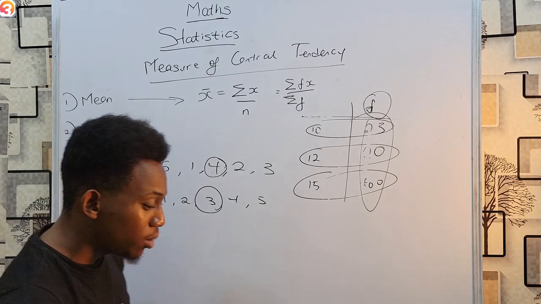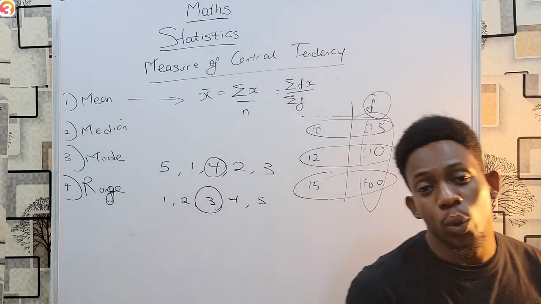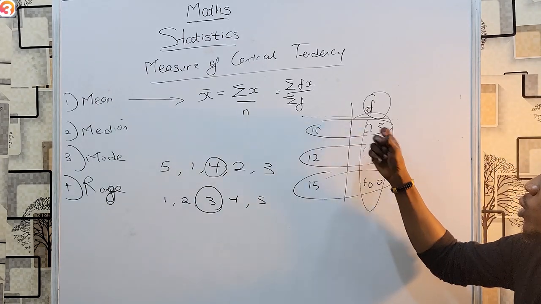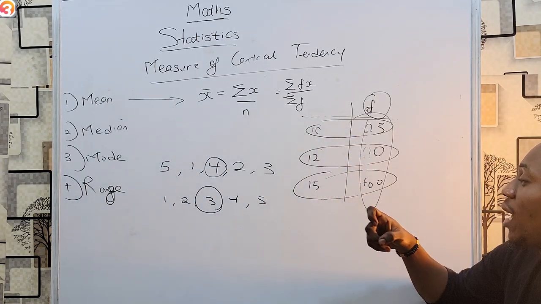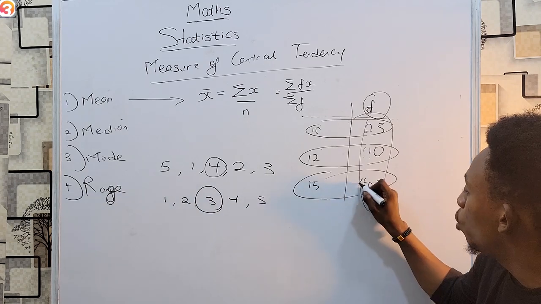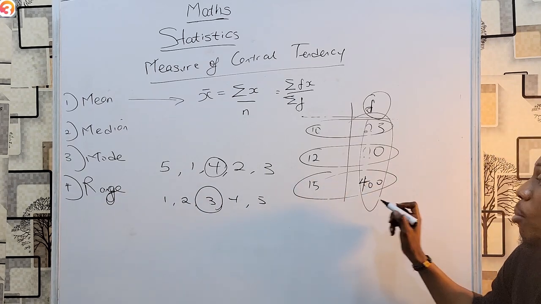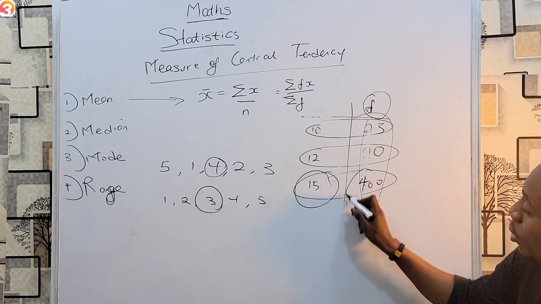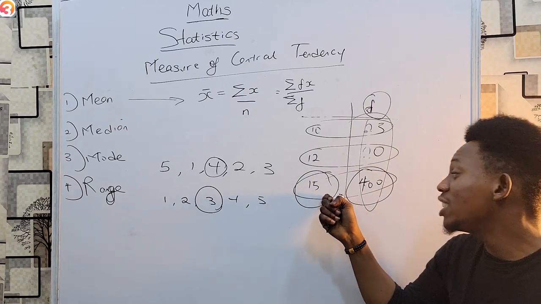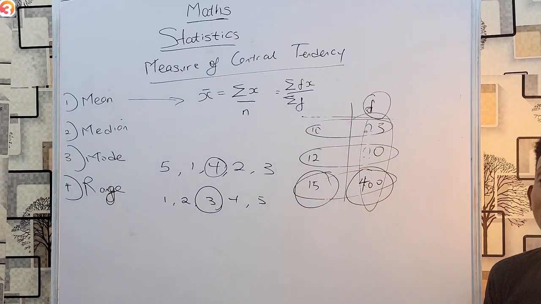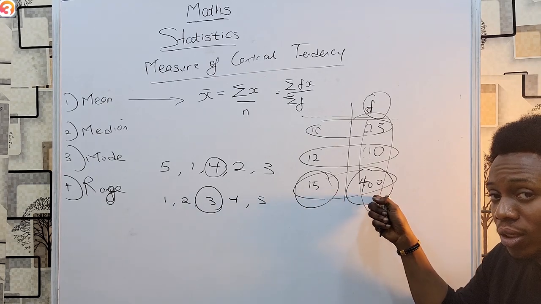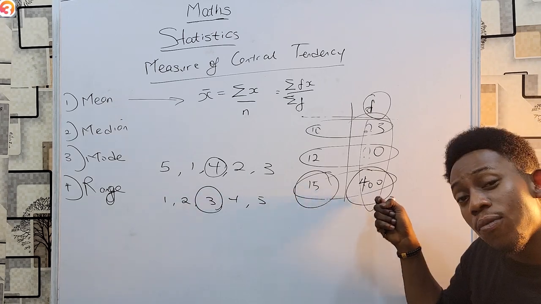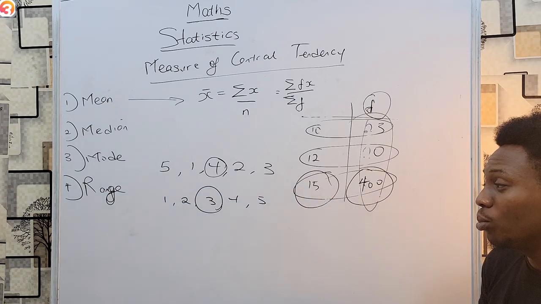Then for mode, mode simply tells you the one with the highest frequency, the one that occurs the most. Like in this case here, 10 occurred 25 times, 12 occurred 20 times, and 15 occurred 400 times. Obviously, my mode must be 15. Please be careful to note that your mode is not actually the frequency, but the value carrying the frequency. So your mode is not 400. Your mode is 15, because it is 15 that happens to appear 400 times. Try not to mix it up.